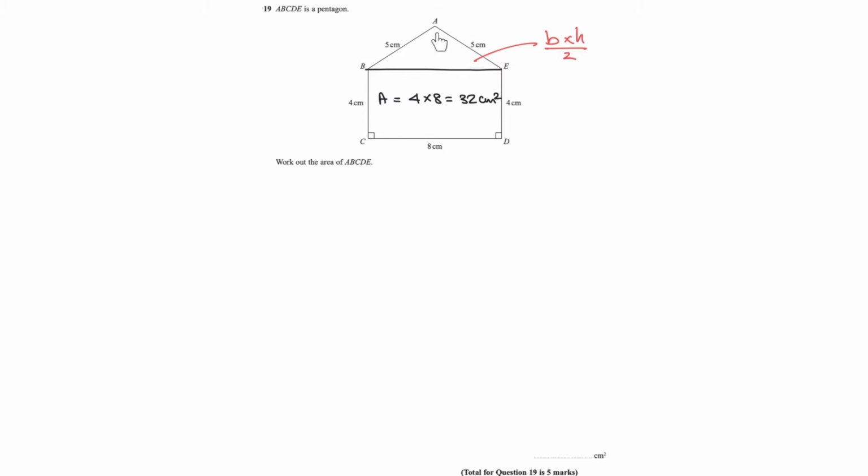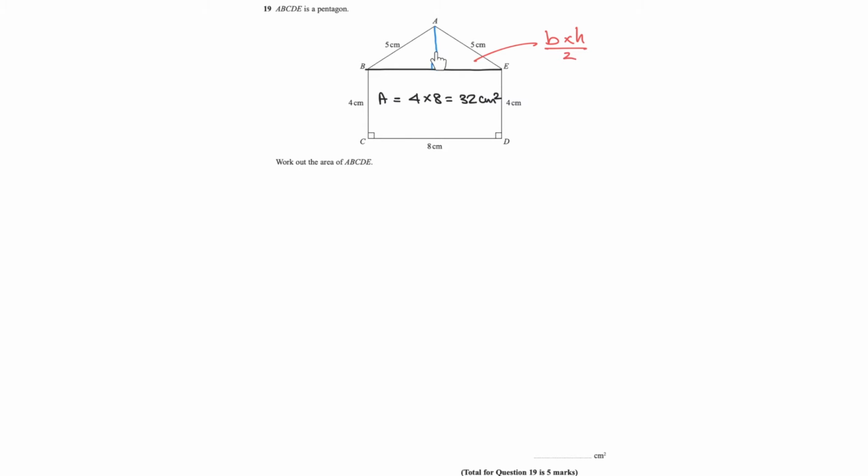Except I have a problem. I don't know the height. So let's go into that then. I will put a perpendicular line here and see what happens. Now what's nice about this is this triangle is an isosceles triangle. How I know that is because this 5 and that 5, they're both the same. So that makes this an isosceles triangle.